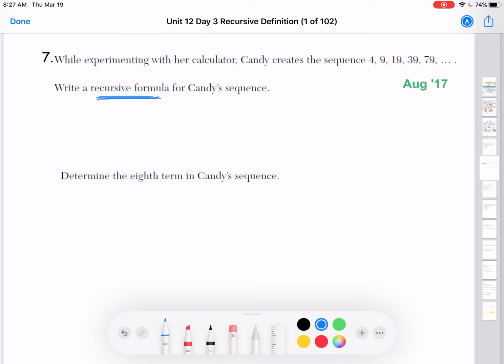What if we try to figure out if it's a multiplying one? So I'm grabbing my calculator, and I'm going to do 9 divided by 5, and I get 1.8. Now I'm going to do 4 times 1.8, enter, times 1.8, enter. And I can see that doesn't work either. So this is not arithmetic, and it's not geometric.